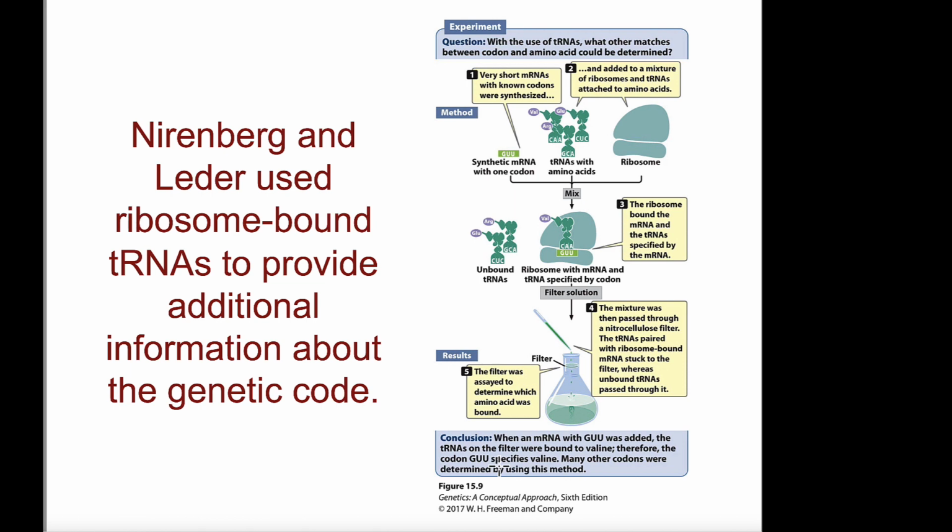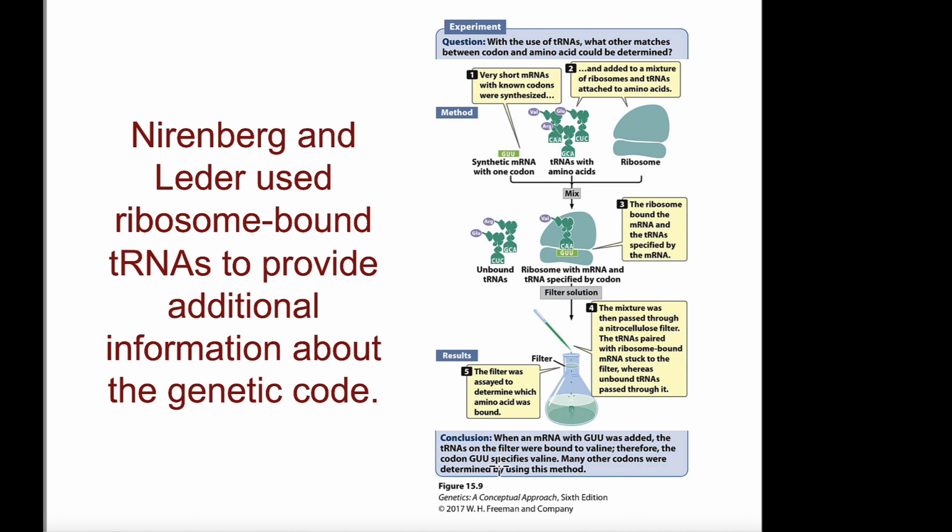To follow up with their experiment and tying it back to the ribosome-bound tRNAs, that's the other part of breaking the code. Nirenberg asked the question in the experiment, with the use of these tRNAs, what other matches between codons and amino acids could be determined? So they used very short mRNAs with known codons. And then they added to that mixture ribosomes and tRNAs attached to amino acids. The ribosomes were then allowed to bind to the mRNA and tRNAs in a specified manner.